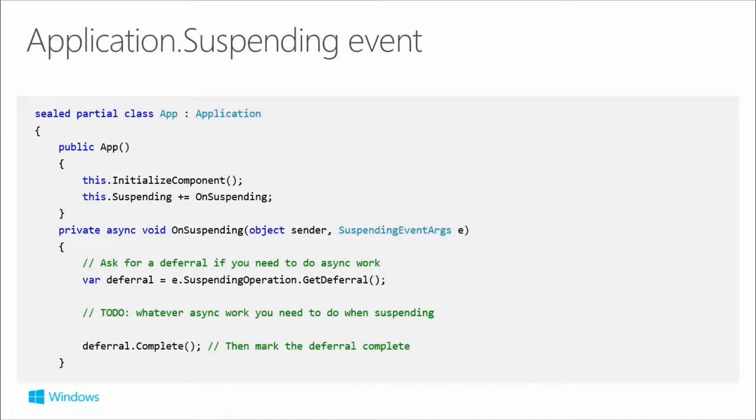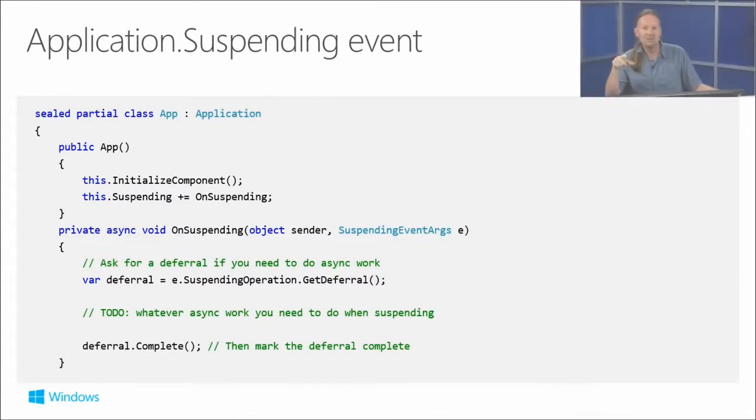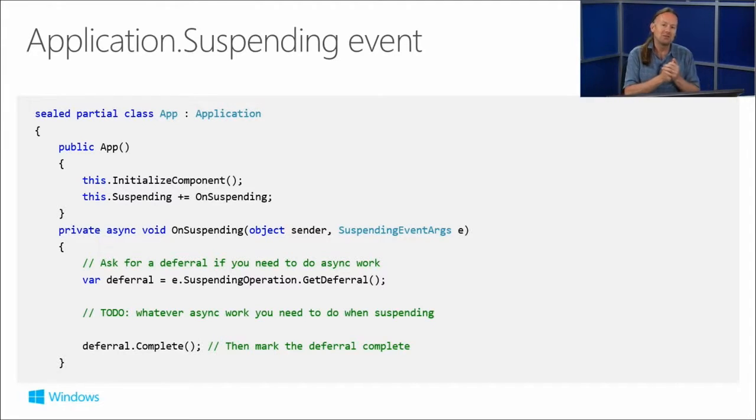But actually what it will be is about saving data, for example. You might want to save some data away into persistent storage, into files or into a database or something like that. And if you're doing any async methods in there, you need to use this deferral. This deferral is a nice way of allowing you to do async calls within an event handler, but kind of deferring the continuation of the OS as it's trying to suspend your app.